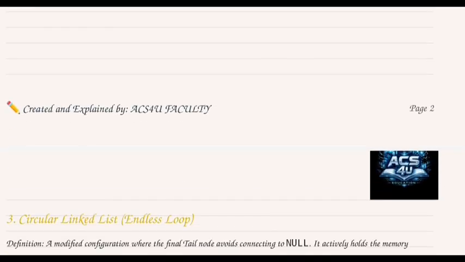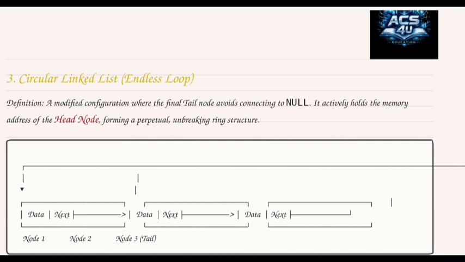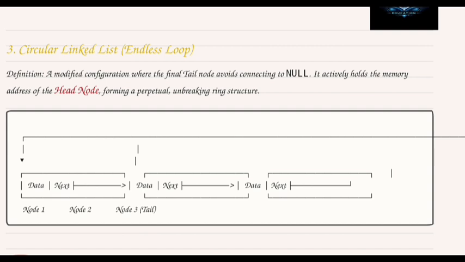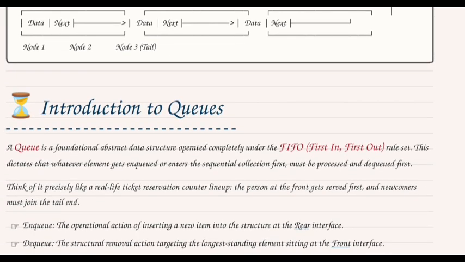The third type is the circular linked list. It is said to be the endless loop. Its definition is a modified configuration where the final tail node avoids connecting to null. It actively holds the memory address of the head node, forming a perpetual unbreaking ring structure. The circular linked list can be called a ring-structured linked list, as it has a ring-structured format.